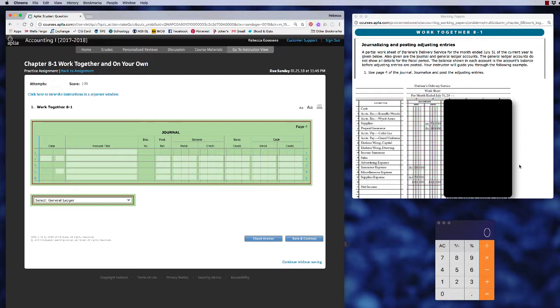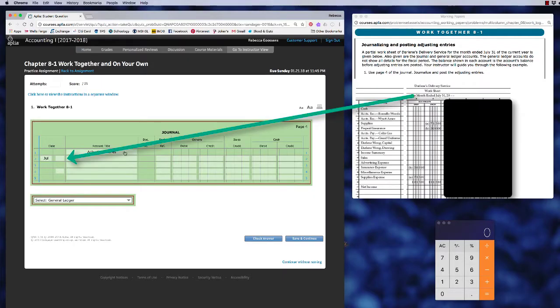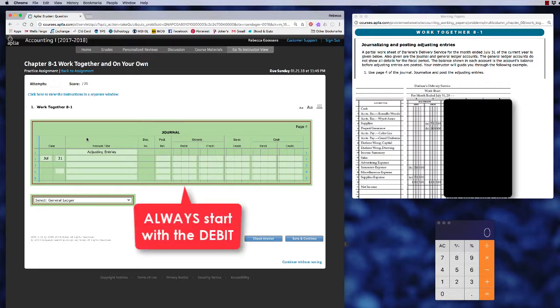And on our journal, the first thing we actually want to do is say that's what we're doing. So we're going to head this adjusting entries. Then we can write down our date. The worksheet says for month ended July 31st, so I'm going to write July 31st. And now I'm ready for my first adjusting entry. Always, always, always, always start with our debit.